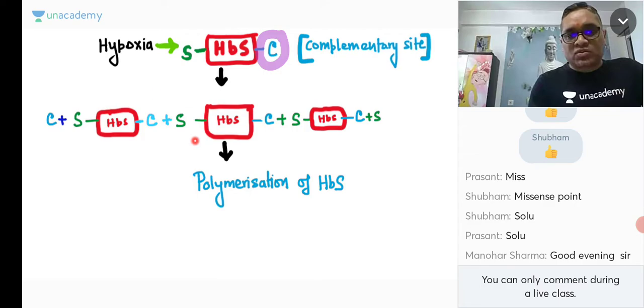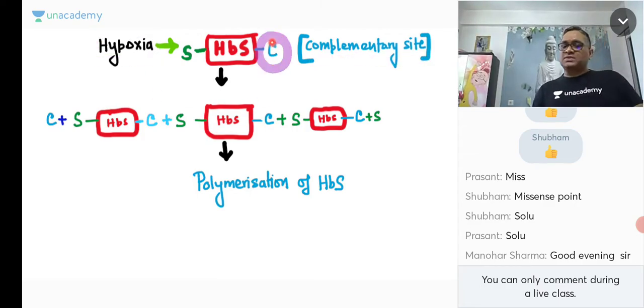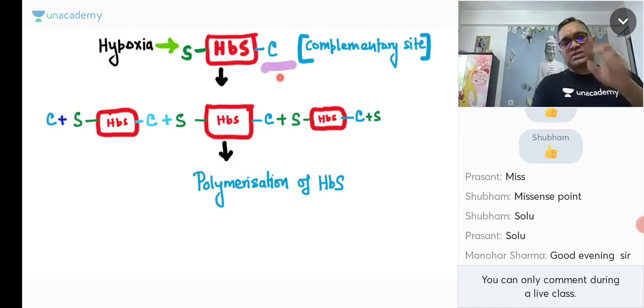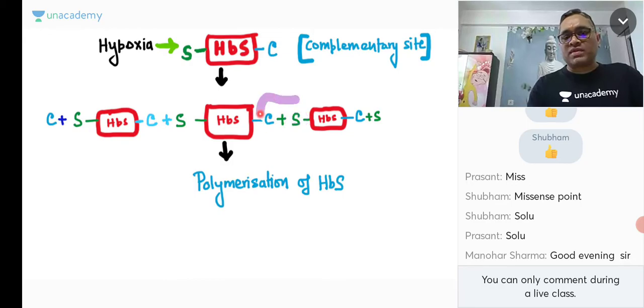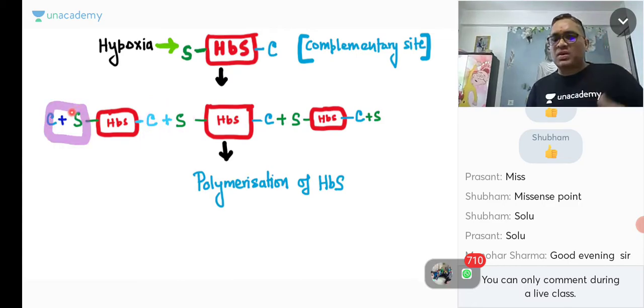So what is expressed during the hypoxic condition? During hypoxic condition, they will express the complementary site. So the complementary site has been expressed under hypoxia. Because of this, what is happening? The complementary site, which has now been expressed, is going to combine with the sticky site of another hemoglobin. Complementary is combining with sticky, and sticky is combining with complementary. So what is happening now?